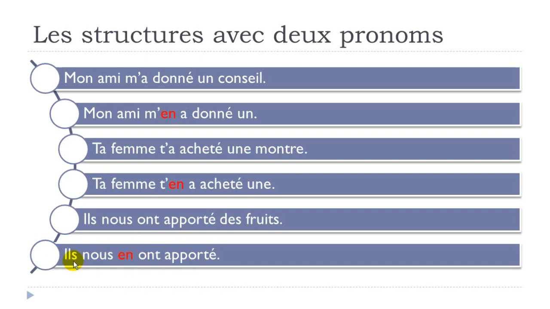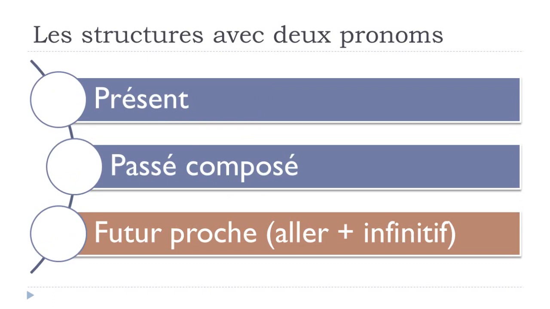So, let's read it. Ils nous en, okay, beautiful liaison here, ont apporté, okay, so the full thing goes like, ils nous en ont apporté. All right, so let's read it one more time: mon ami m'en a donné un, ta femme t'en a acheté une, ils nous en ont apporté. All right, and then the last example we'll see is with the futur proche. So in that case, it will be quite interesting because we will have two verbs.